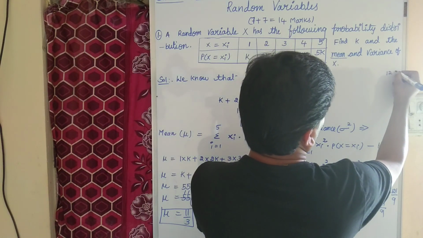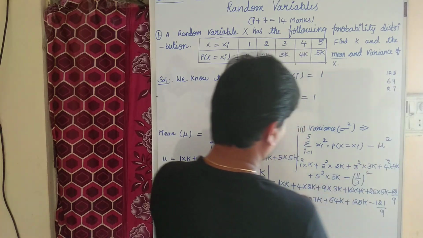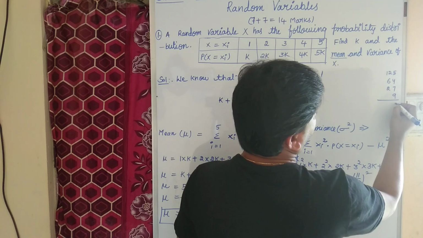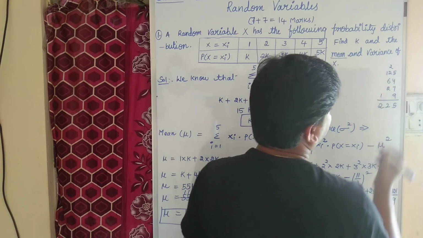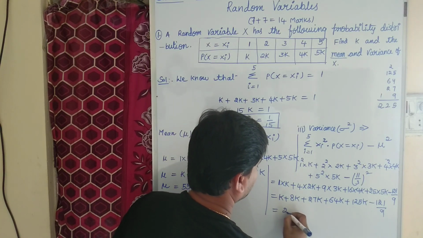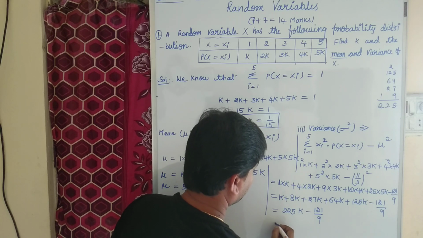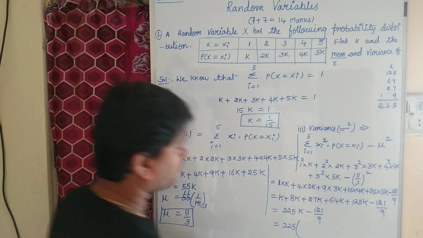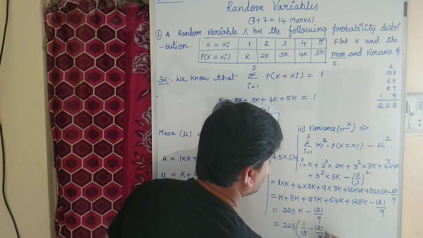125, 64, 27, 8 plus 1, 9, 16, 20, 25, that is 225k. 225k minus 121 by 9. 225 into k value, what? We know k value is 1 by 15. So 1 by 15 times 225, minus 121 by 9.